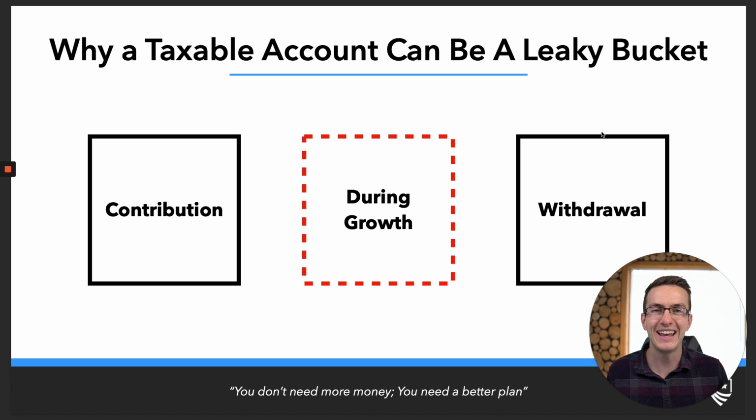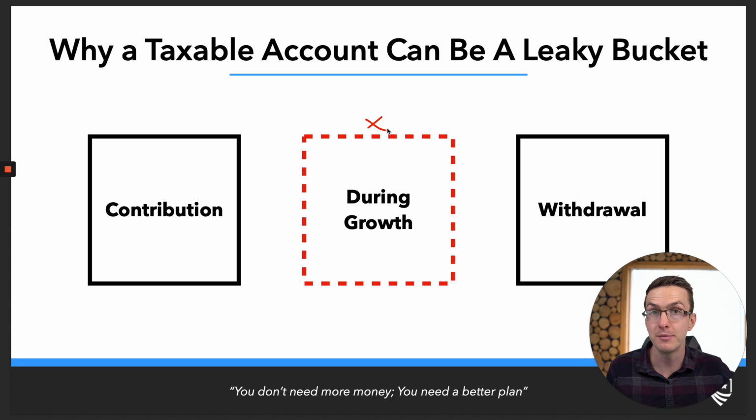Now, the reason a taxable account can be a leaky bucket is because in the other two accounts, we're basically having tax-protected growth. In a taxable account, we don't have tax-protected growth. And so being taxed during the growth phase, we'll see as we go through this video, can drastically drag down our performance. Anytime there is a taxable event created in our taxable account, whether that's from selling a given investment and buying a different investment, that's something called turnover. We're turning over part of our account in order to sell investment A and buy investment B, let's say.